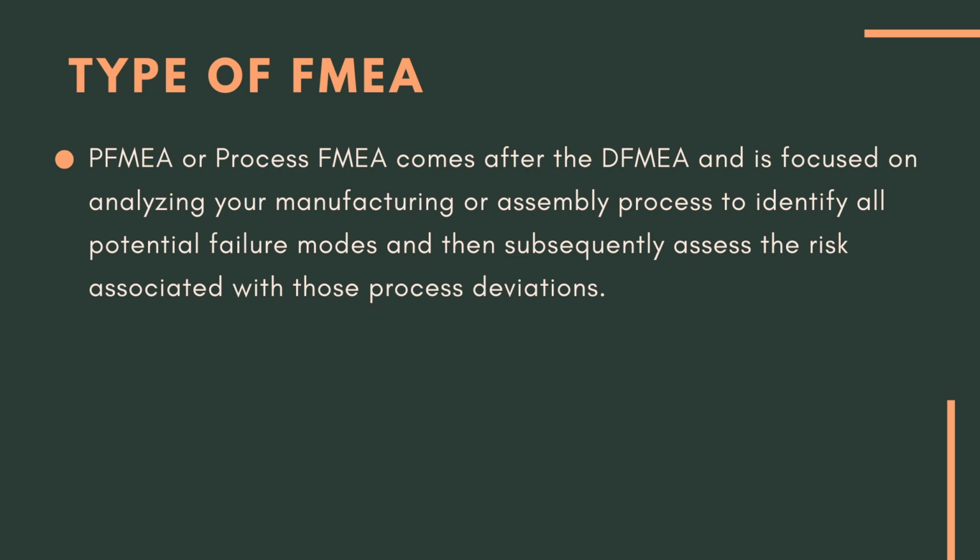The second type, PFMEA or Process FMEA, comes after the DFMEA and is focused on analyzing your manufacturing or assembly process to identify all potential failure modes and then subsequently assess the risk associated with those process deviations. Process FMEA identifies potential process failure modes by ranking failures and helping to establish priorities according to their relative impact on the internal and external customer.